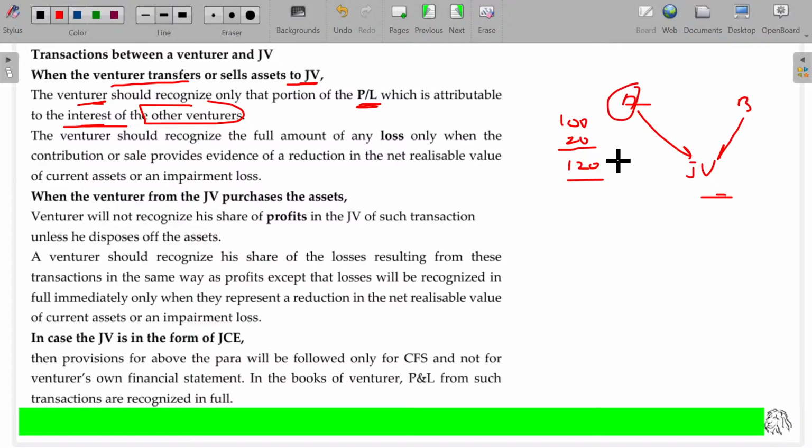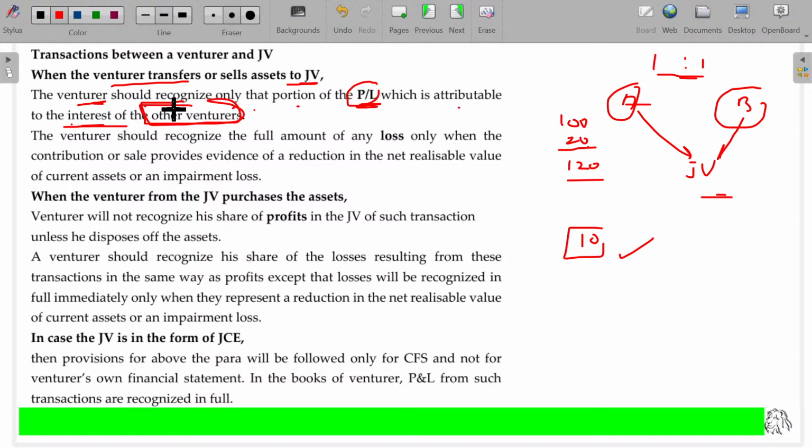While integrating that, it is not 20. The sharing ratio of A and B being 1:1, he has to recognize only 10. Means the goods sold to B, to that extent, will be realized as A's profit. So the venturer should recognize only that portion of the profit and loss which is attributable to the interest of the other venturer.